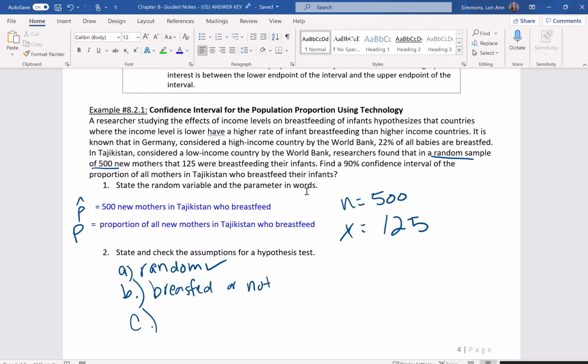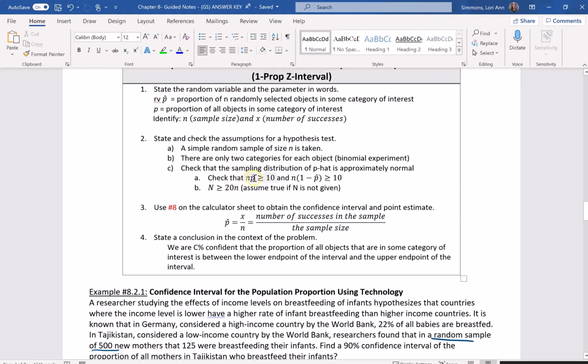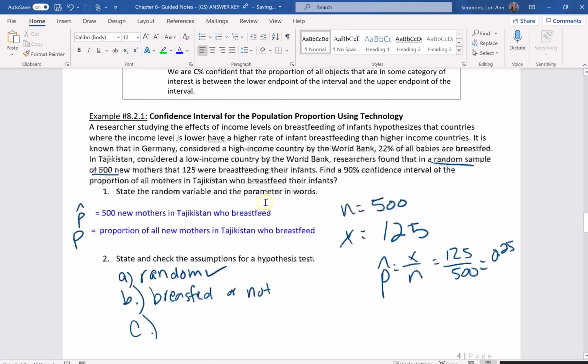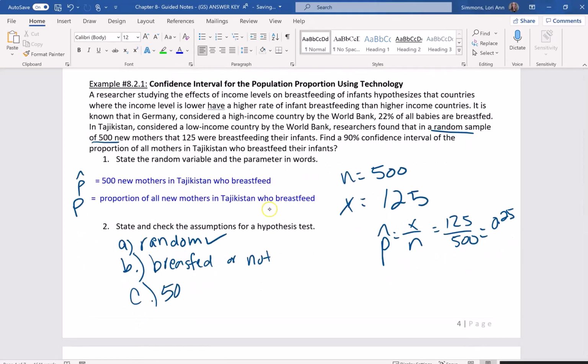For C, it's asking N times P hat. So we need to find P hat. P hat is X over N. So it's 125 over 500. And when you divide that, you get 0.25. So we have n times p hat. That's 125. That's greater than or equal to 10. Then we have 500 times 1 minus p hat. And that equals 375. That's greater than or equal to 10.